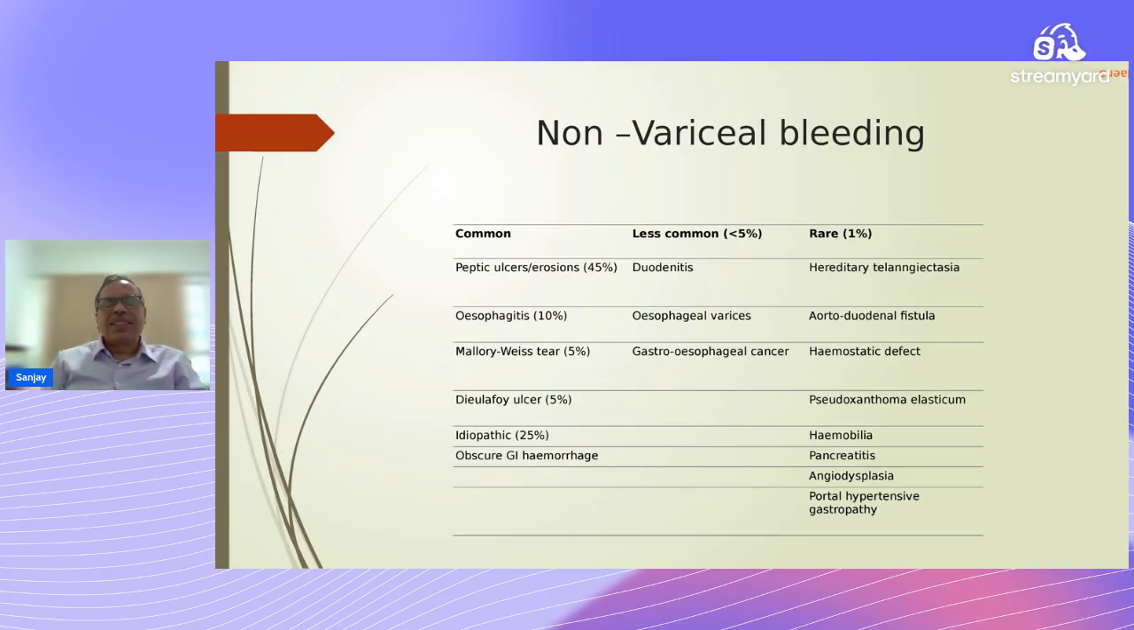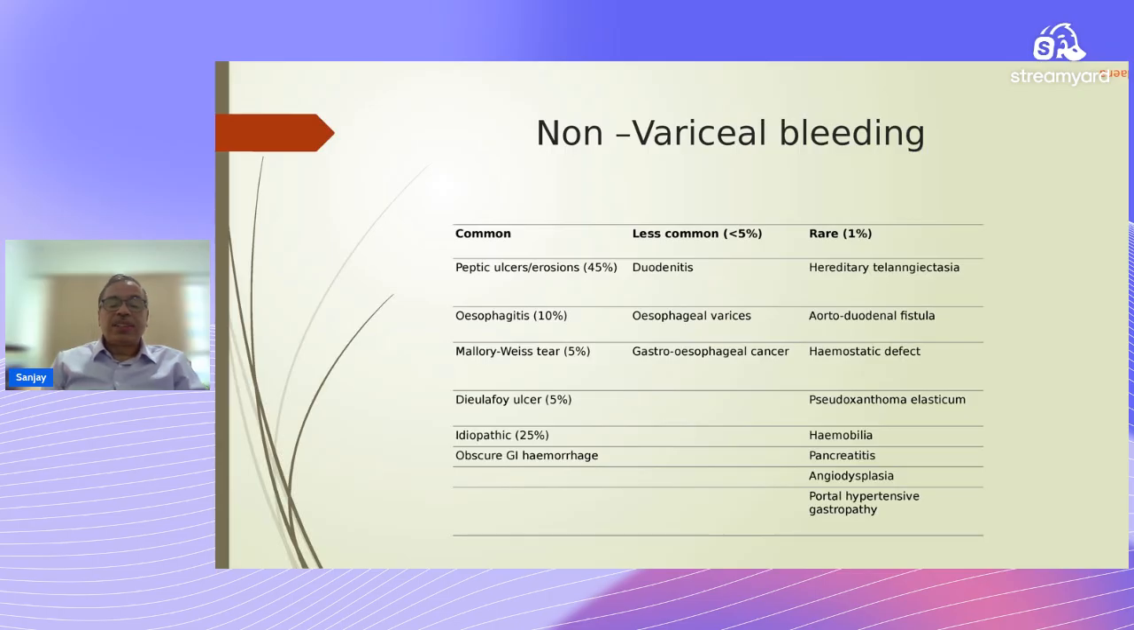Then another slightly less common cause is a Dieulafoy's ulcer, or Dieulafoy's lesion, which is nothing but a very prominent submucosal vessel just under the mucosa. On endoscopy, you can see a very prominent arteriole in the stomach, and that can suddenly bleed and cause torrential hemorrhage. This would account for about 5% of all cases of non-variceal bleed.